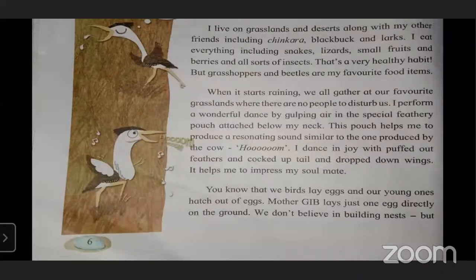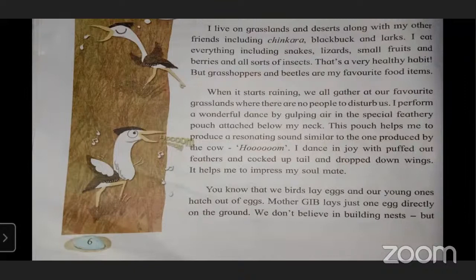You know that we birds lay eggs and our young ones hatch out of eggs. All birds lay eggs, right? So Mrs. Bustard also lays eggs. Mother GIB, which means Great Indian Bustard, lays just one egg directly on the ground. It doesn't need a nest for laying its egg. It lays its egg on the ground, not in a nest. We don't believe in building nests.